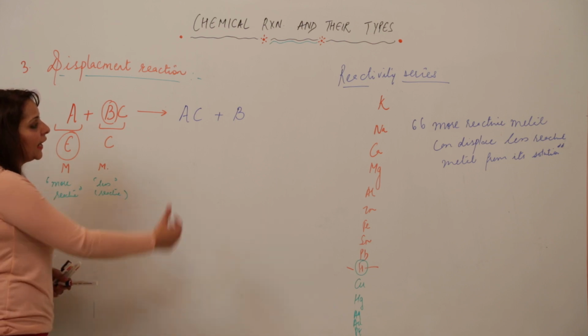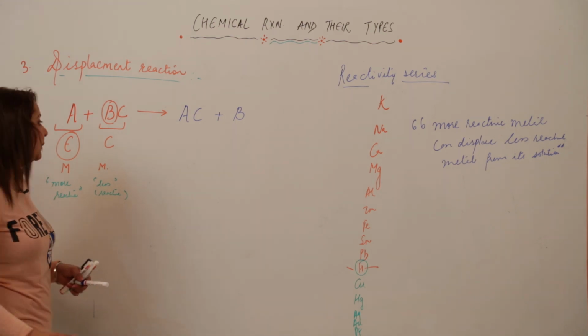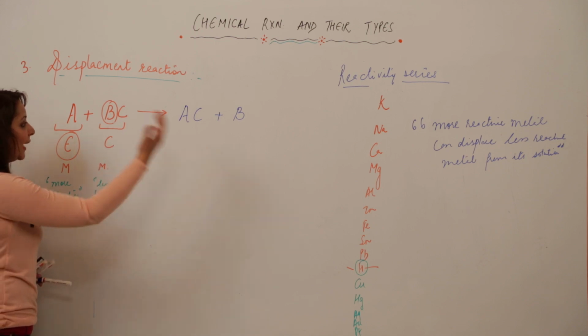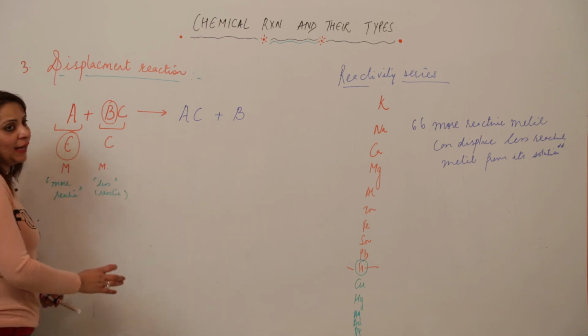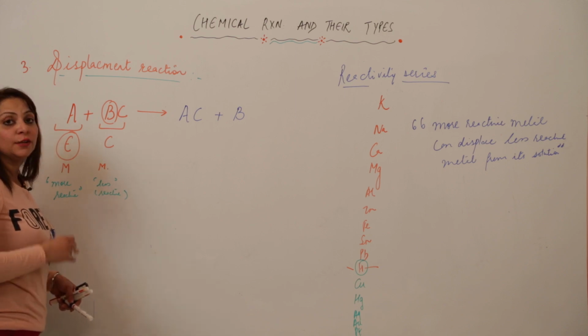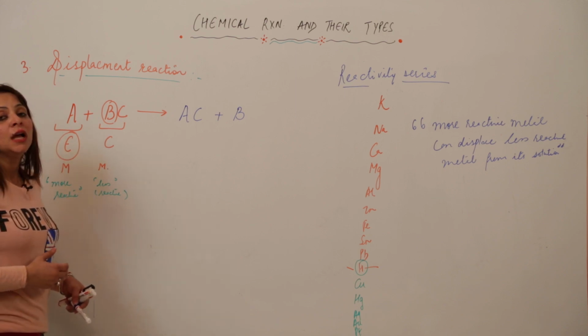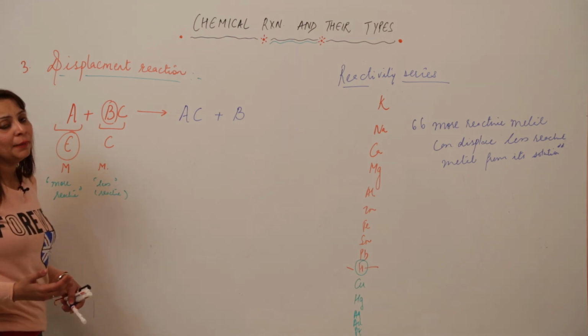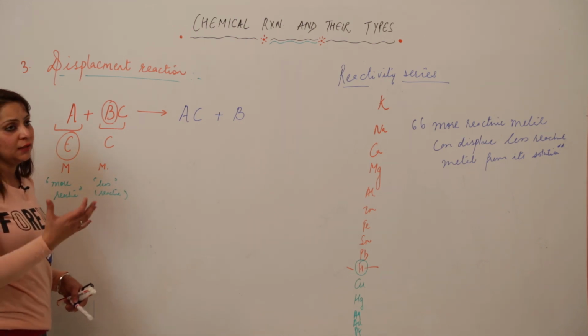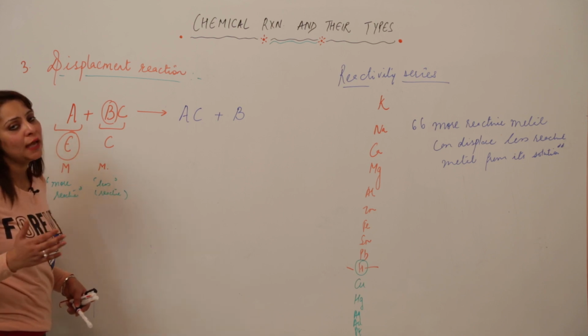So, where does the reactivity series play a role? See, look at the board. By the reactivity series we came to the conclusion that this is more reactive and this is less reactive. So, this actually lays the foundation of the displacement reaction, because we know that a more reactive metal can displace the less reactive metal from its compound. Otherwise, if it is vice versa, the reaction will not happen.